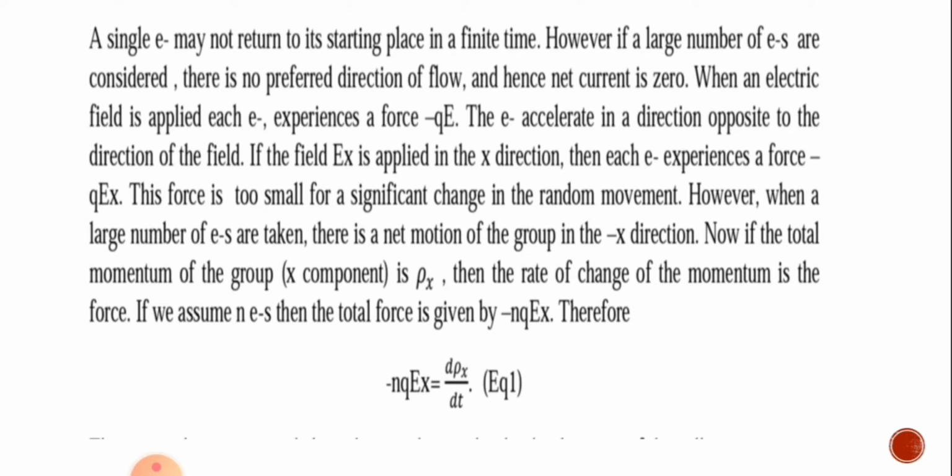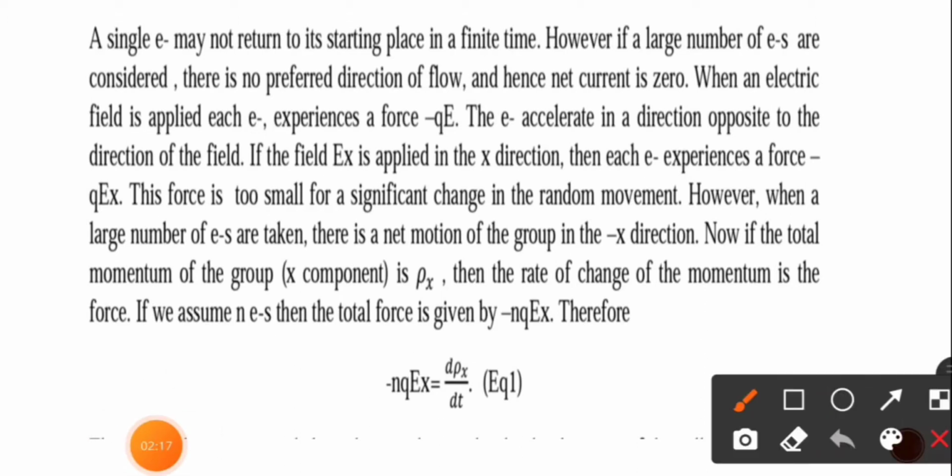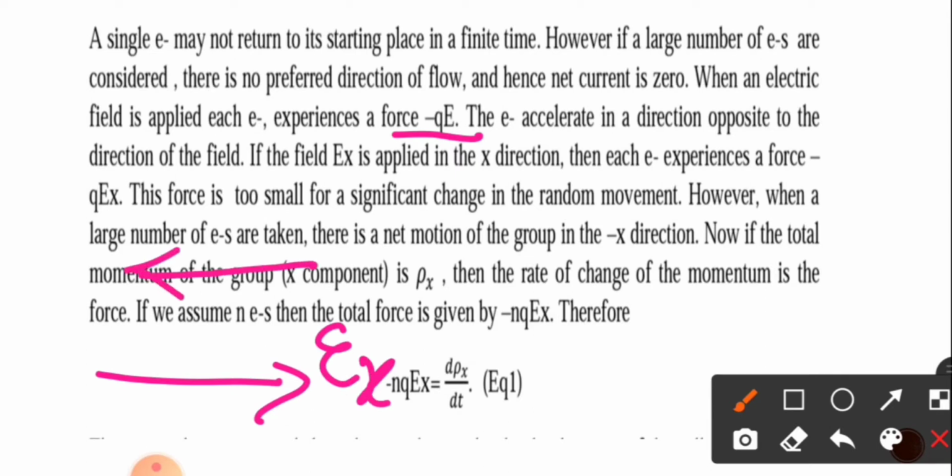When an electric field Ex is applied, each electron experiences a force minus qE. The electron is negatively charged, so we write it as minus qE. The electron accelerates in a direction opposite to the direction of the field. So, if the electric field Ex is applied in this direction, electrons will experience a force in the opposite direction and holes in the same direction as the electric field.